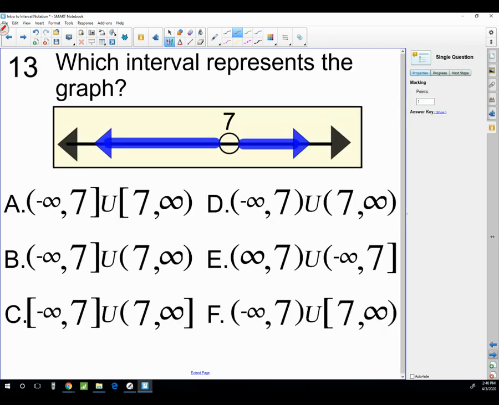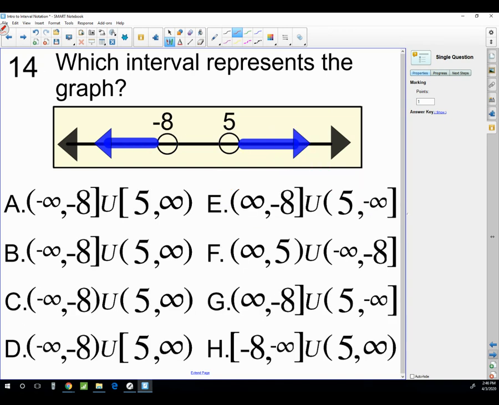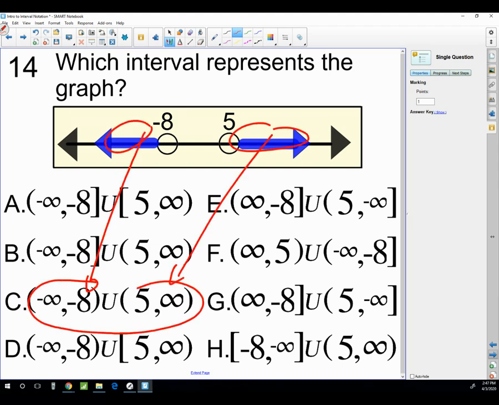Let's do a couple of these. See if you can pick the answer. D is the answer. This piece is here, and this piece is here. All right, another one. See if you can pick the answer. A lot of choices. I'm liking C. This piece is right there, and this piece is right there. You just have to pay attention to the details.